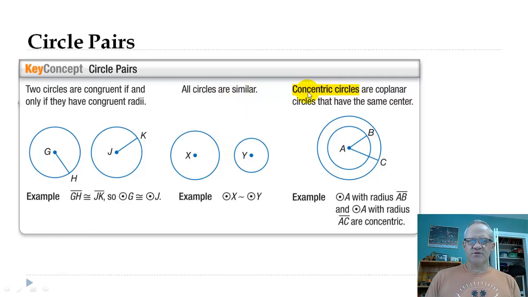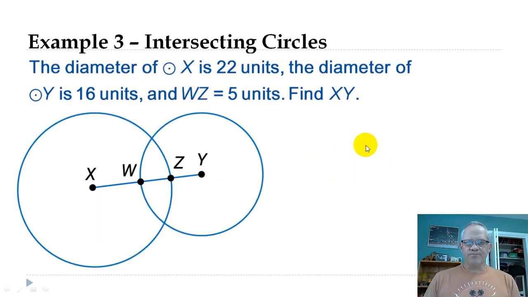And then concentric, you might not have heard this word before, but concentric means it has the same center. Okay, so that just means you have two circles here. Concentric circles have the same center. And so it would look something like this. So, all right, also, if you have a couple of different circles, they could intersect.